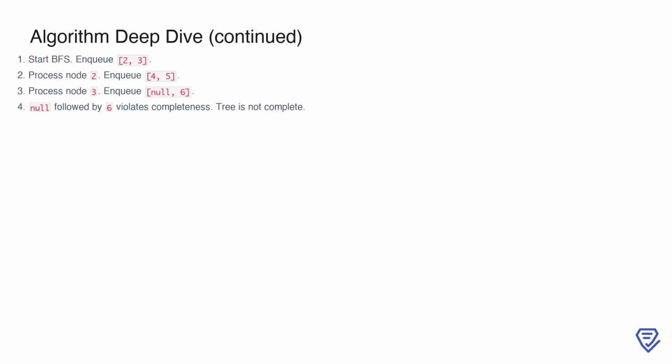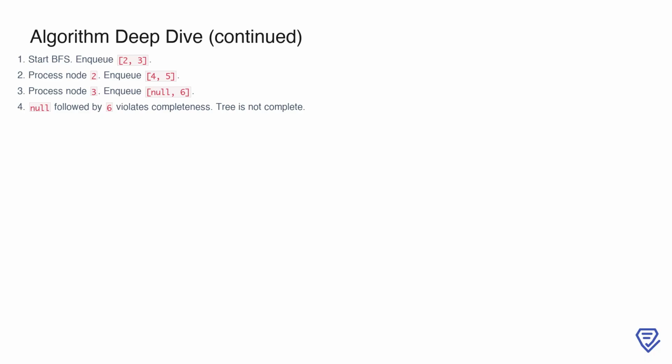Now, let's examine a slightly different tree to illustrate an edge case. Here, the root node again has left and right children 2 and 3. Node 2 has children 4 and 5, but node 3 has only a right child, 6. Beginning the BFS traversal, we enqueue nodes 2 and 3. We process node 2, enqueuing its children 4 and 5.